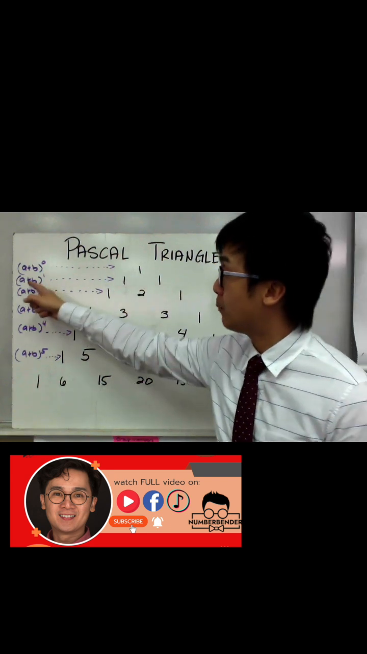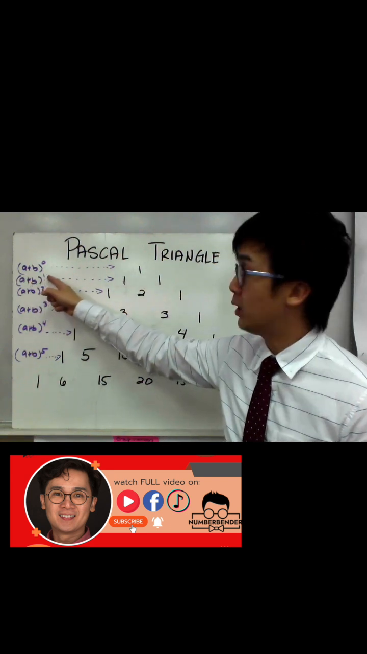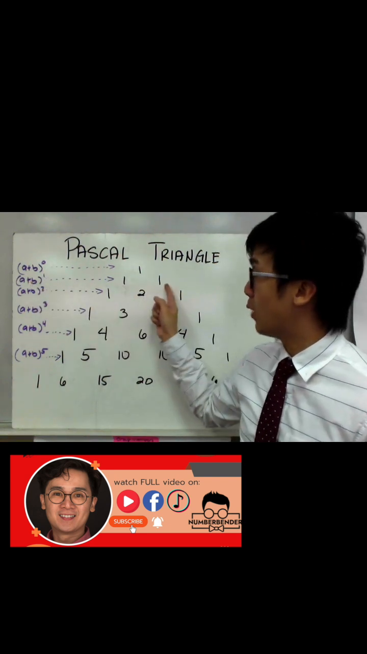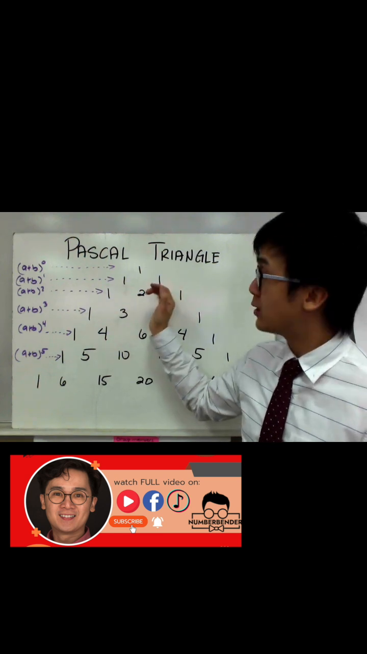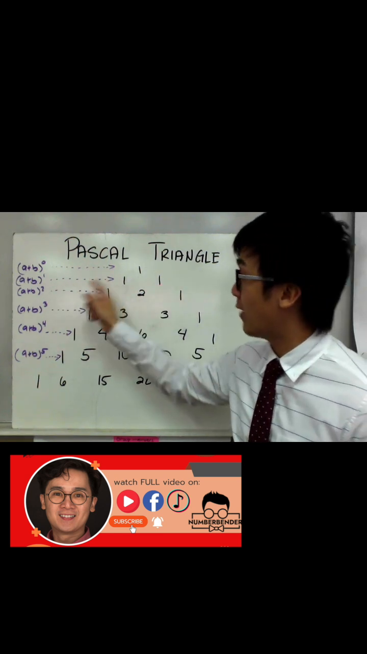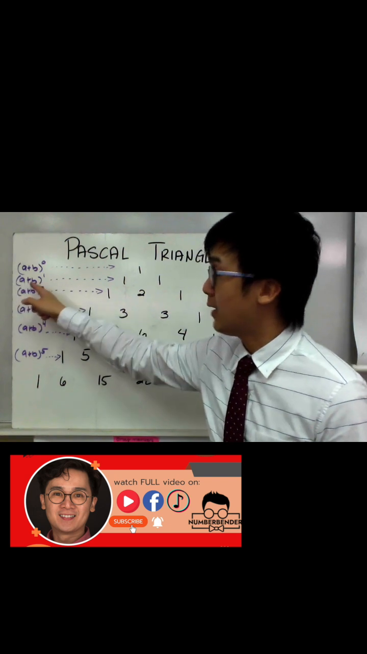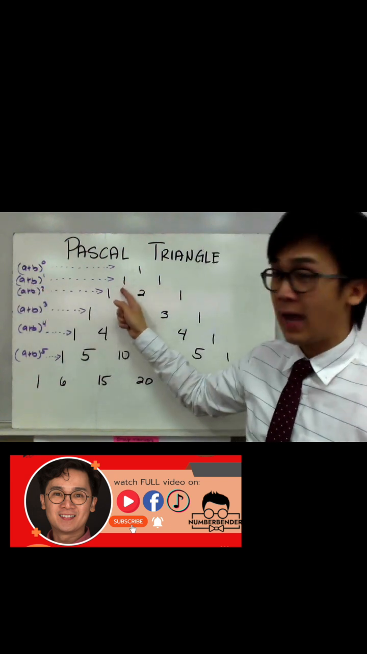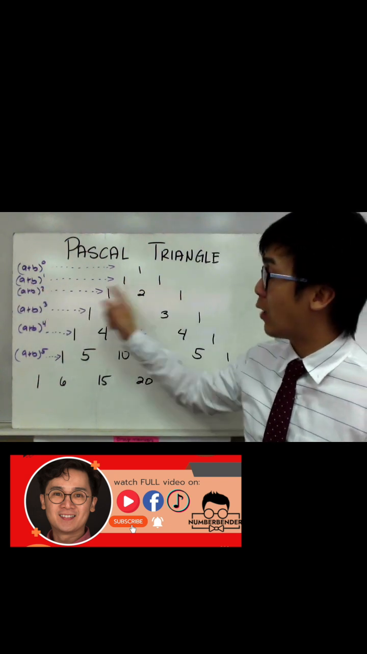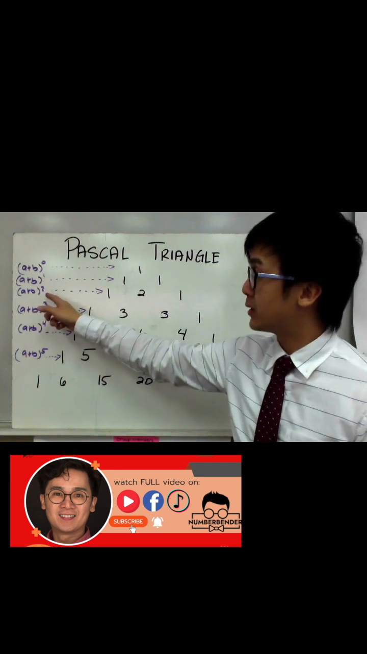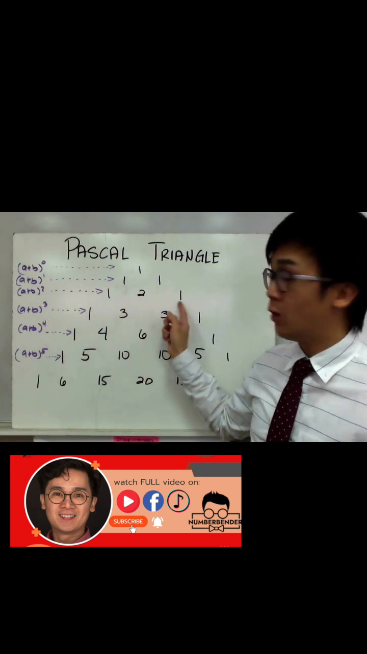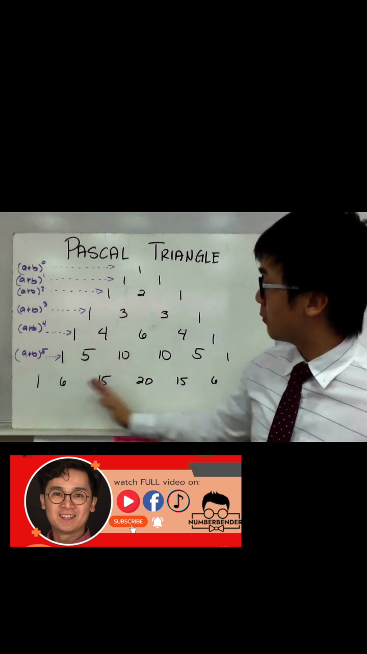And if we have a plus b raised to the first power, the second level will be 1 and 1, and those are the coefficients of the terms of your binomial expansion. So you have 1a and 1b. That's why we have two 1s right here. And now if we have a plus b raised to the second power, in Pascal's triangle we have 1, 2, 1. Now how do we get all these numbers in the middle?